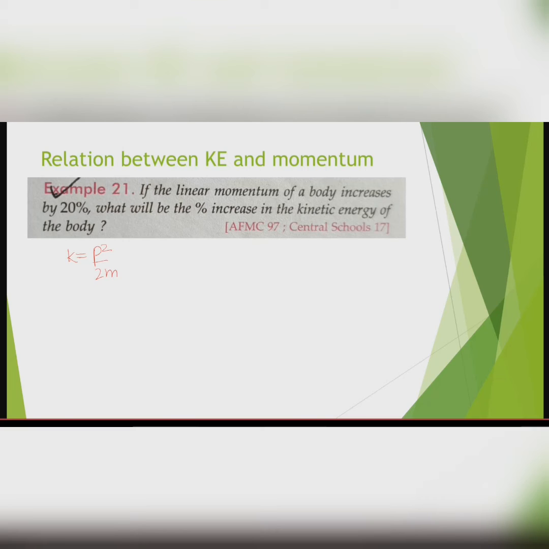So how will you do this? As we know, it's 20% increased. So let's see the increase in momentum. So delta P, what is the increase in momentum? 20%. So I can write this as P by 5. So it has increased by a value of P by 5. So it means what is our final momentum? Initial momentum, that is P plus 20% of initial momentum. So this becomes 6P by 5.